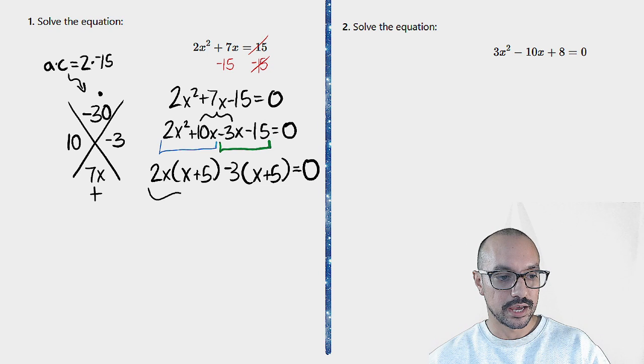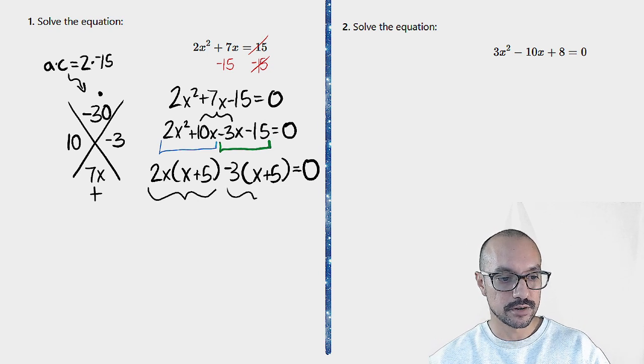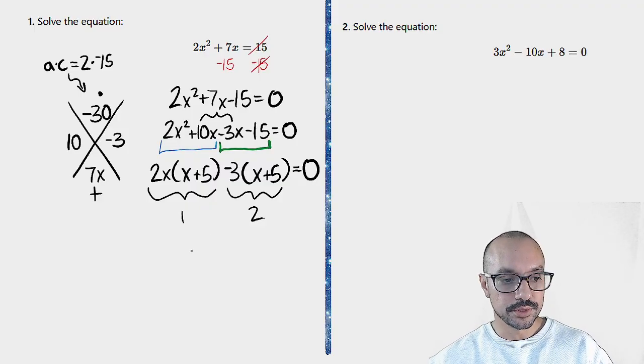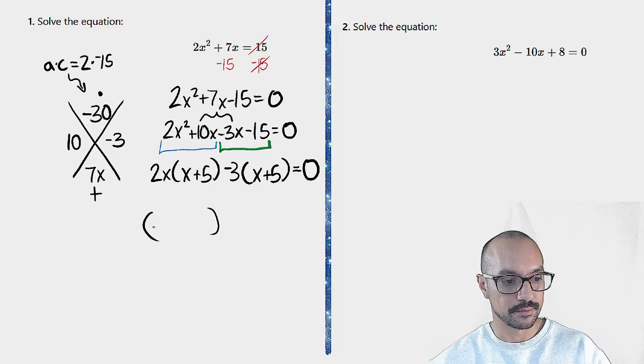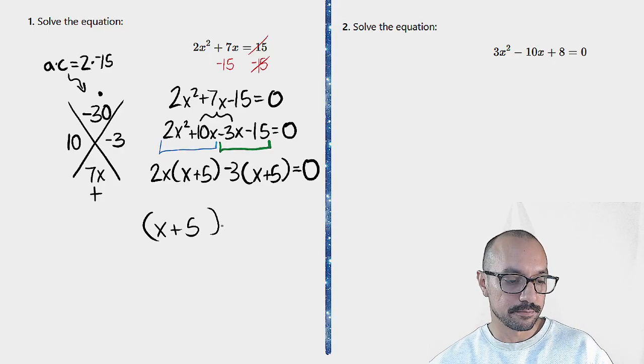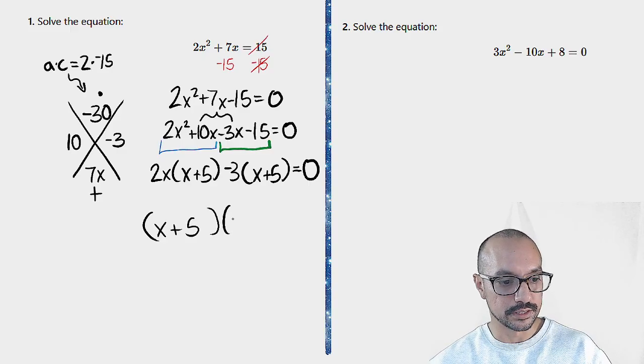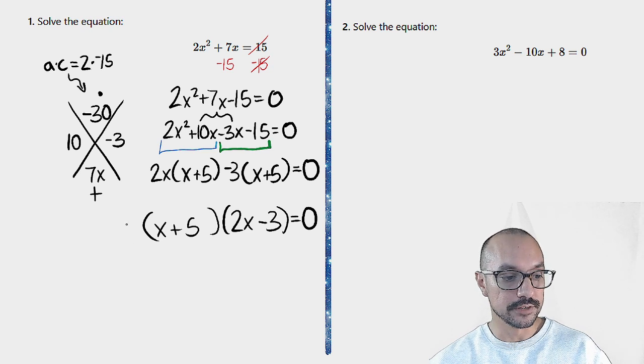Now at this point, I have 2 really big terms. Here's one of them, here's another. 1, 2, those are my 2 terms. Notice what the 2 terms have in common. They have the parentheses in common. Because they have the parentheses in common, I'm going to go ahead and factor out what they have in common. So I'll factor out that parentheses. Now, if I take the parentheses out of the first term, that leaves behind a 2x. And if I take it out of the second term, that leaves behind just the minus 3. All right, we are completely factored.